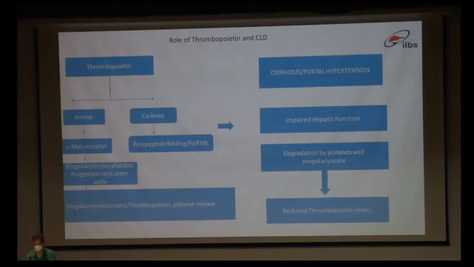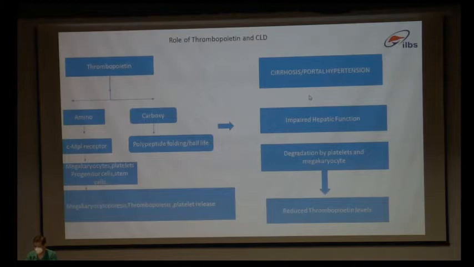So this diagram depicts that thrombopoietin has two domains. One is the amino terminal and the other is the carboxy terminal. The amino terminal attaches itself to the c-MPL receptor, which in turn is present on the megakaryocytes, the platelets, as well as the progenitor stem cells, which in turn causes megakaryocytopoiesis, thrombopoiesis, as well as platelet release into circulation. The carboxy terminal is basically required for polypeptide folding as well as for maintaining the half-life.